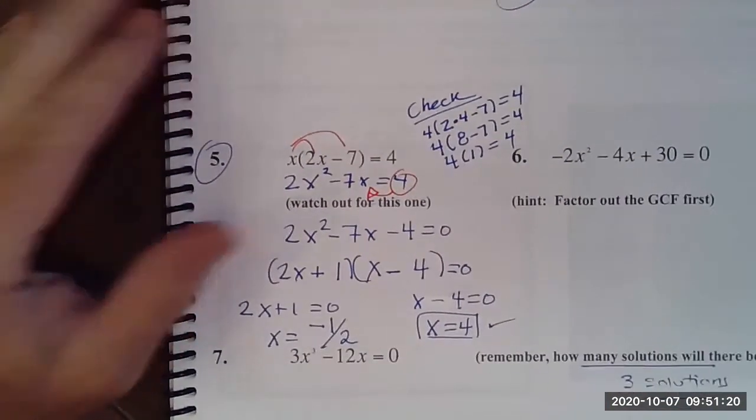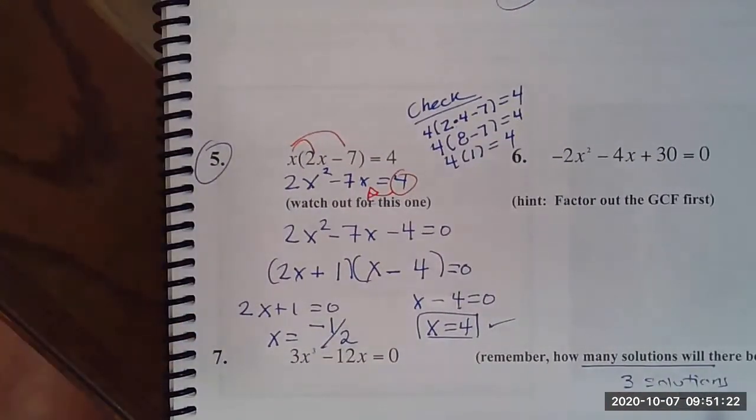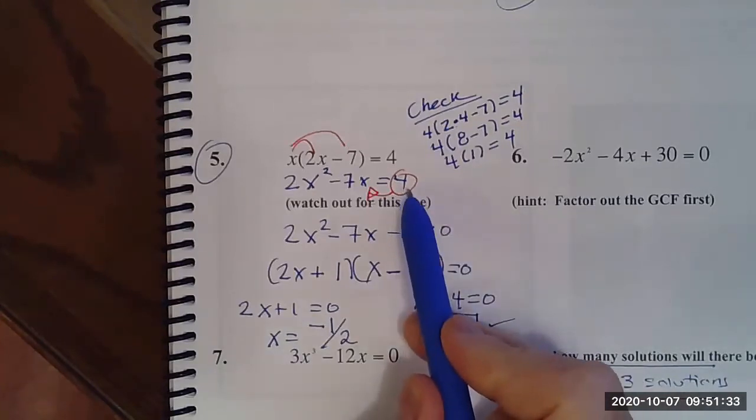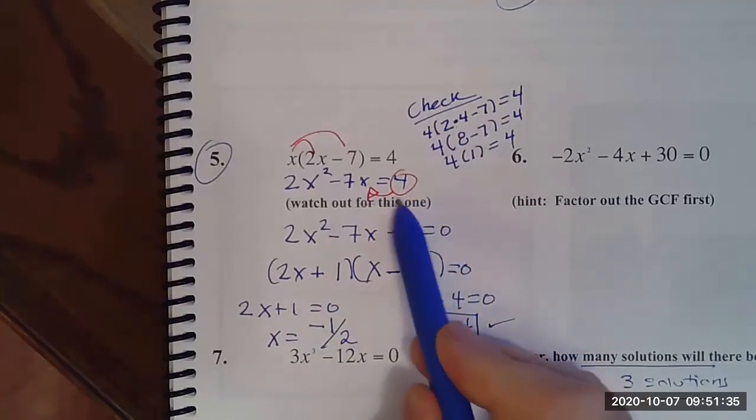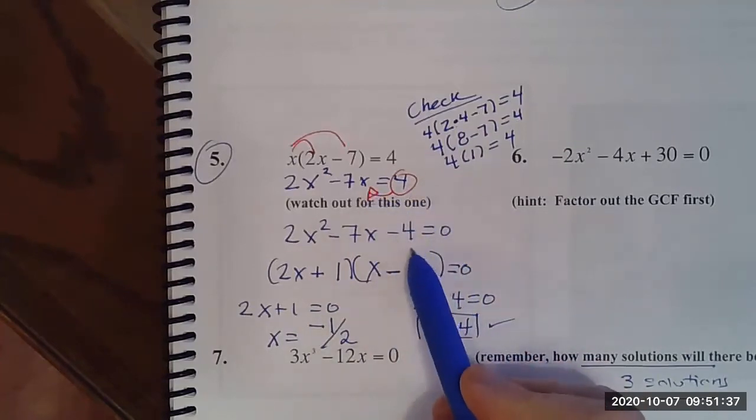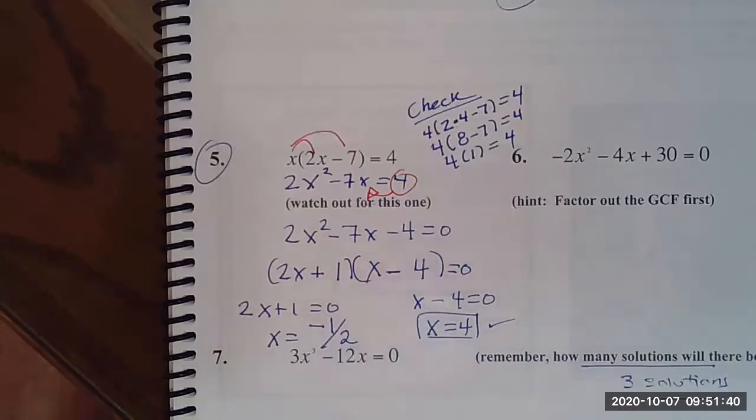How do I move the 4 to the left-hand side? How do I make the 4 go away from the right-hand side? You subtract 4 from both sides. Oh, okay. Thank you. Subtract 4 from both sides. So if I subtract 4 from itself, you get 0 on the right. And if I subtract 4 over here, there's nothing to combine it with, so I leave it as subtract 4.